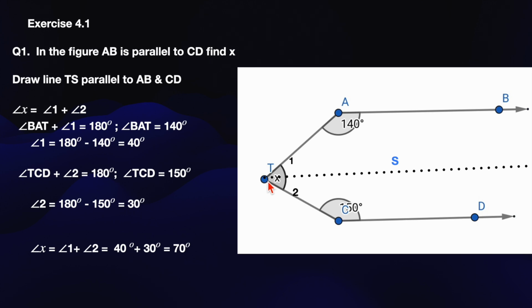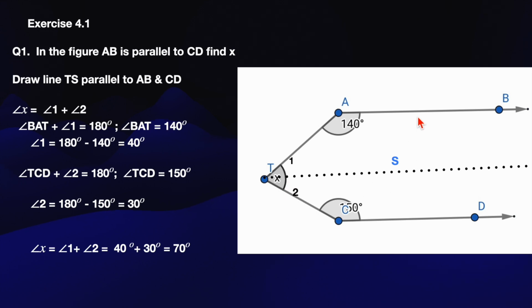Okay, we are going to draw a third parallel line like this in the middle. This line is parallel to both these lines. Now what happens is this parallel line divides x into two angles, 1 and 2. So if we can find angle 1 and angle 2 and add them, we will get the value of x. Okay, let's find out angle 1.